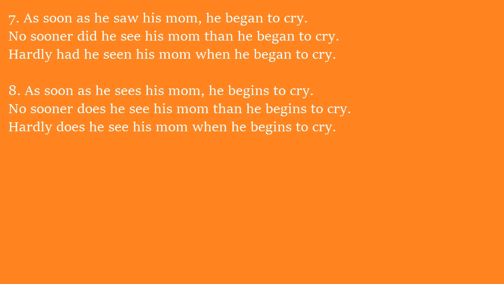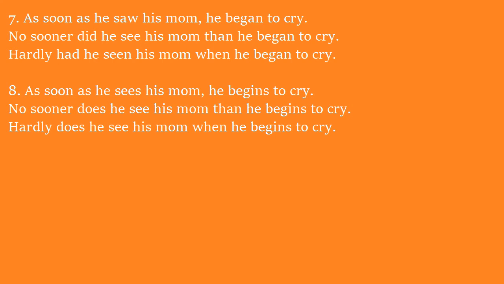As soon as he saw his mom, he began to cry. Now, this is a sentence in which many people make errors. When you're using no sooner, you have to use did, do, or does after it, and you have to use the word than in the sentence. No sooner did he see his mom than he began to cry. Okay. Hardly had he seen his mom when he began to cry. When you're using hardly, you can use when.